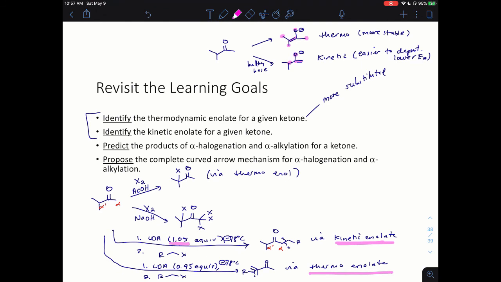Okay, and curved arrow mechanisms. Yes, you can do it. I know you can. All right, ready, set, go practice.